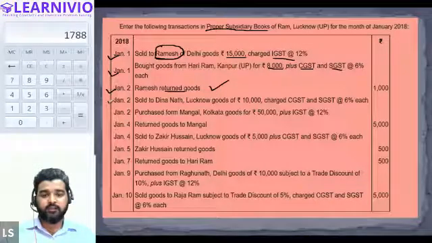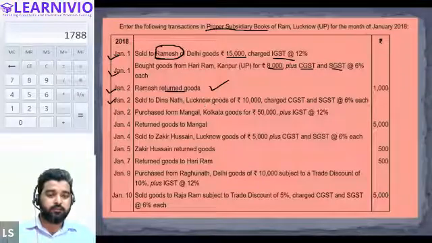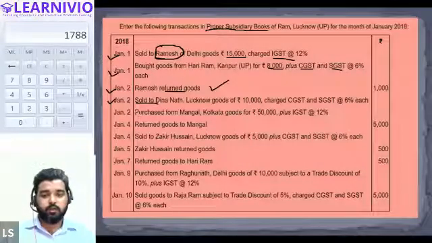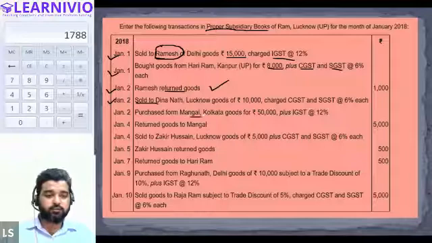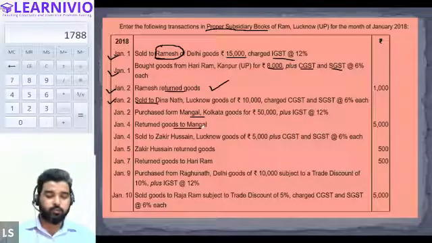And on January 2nd, we sold goods worth rupees 10,000 to Dinanath, Lucknow, charge CGST. So this will be recorded in the sales book. January 2nd, purchase from Mangal, so this will be recorded in the purchase book. Return goods to Mangal will be recorded in the purchase return book, return outward, right?